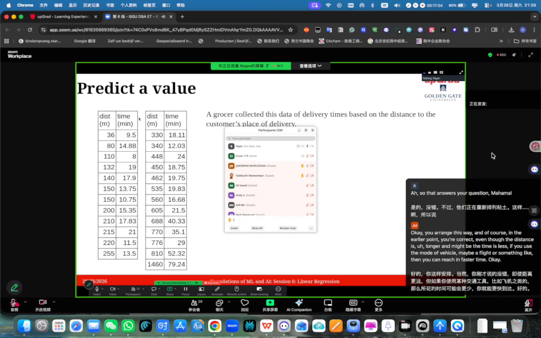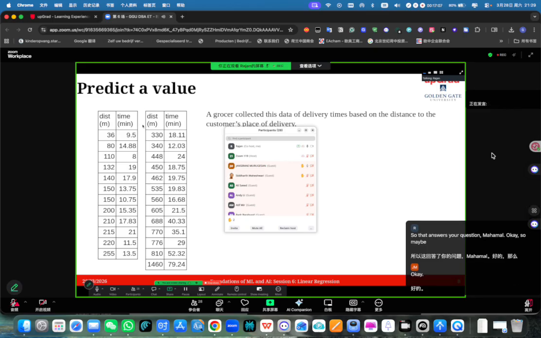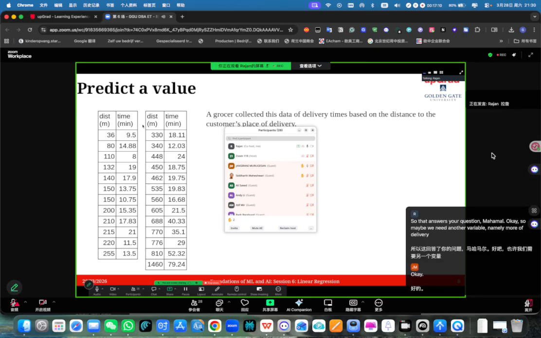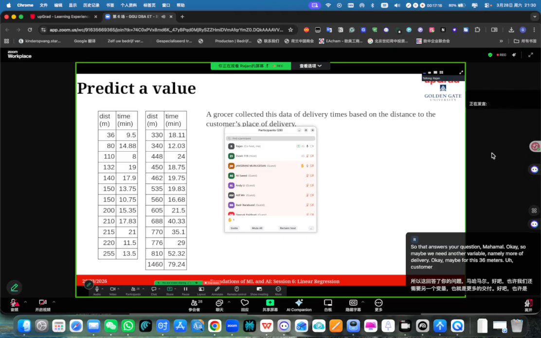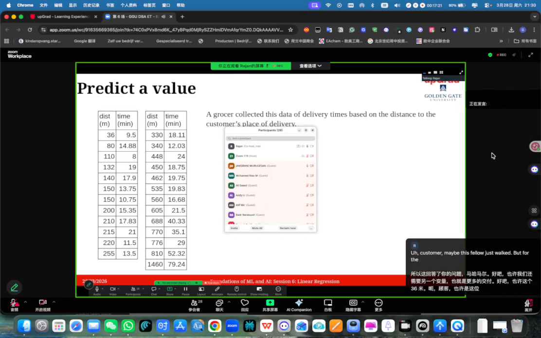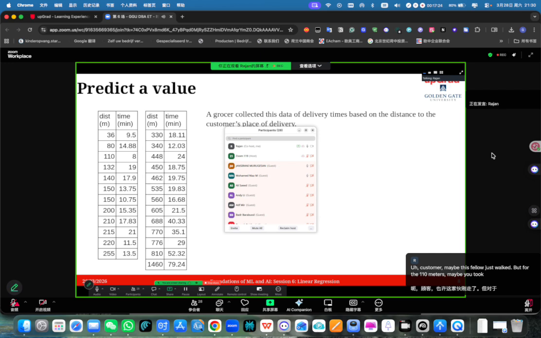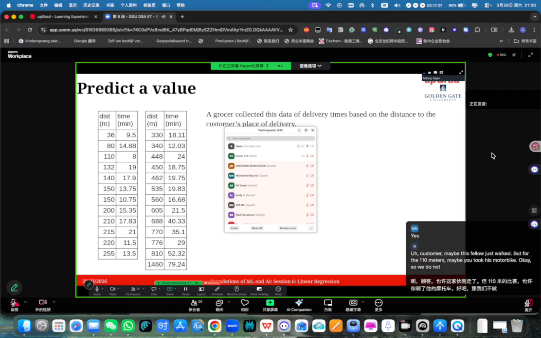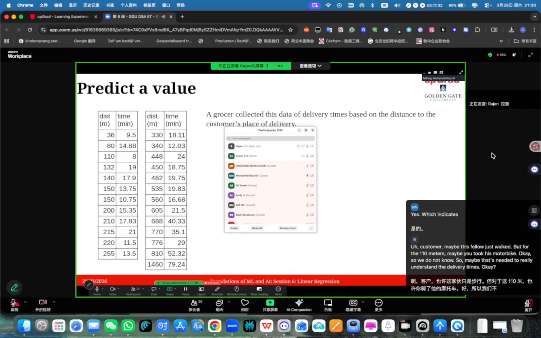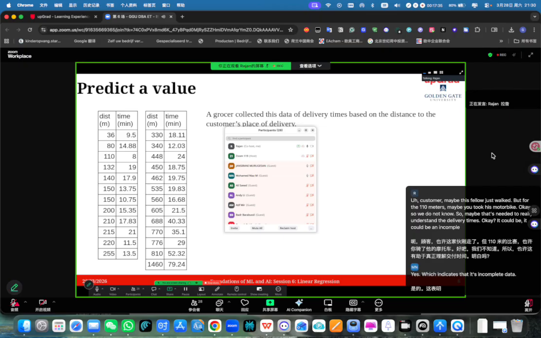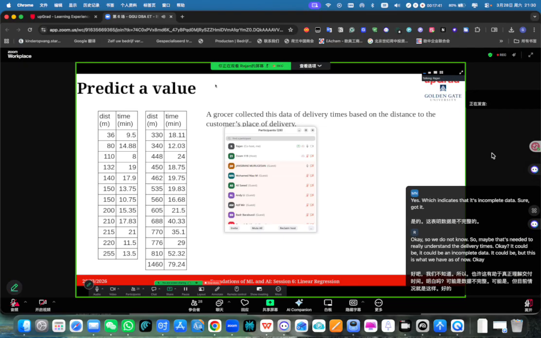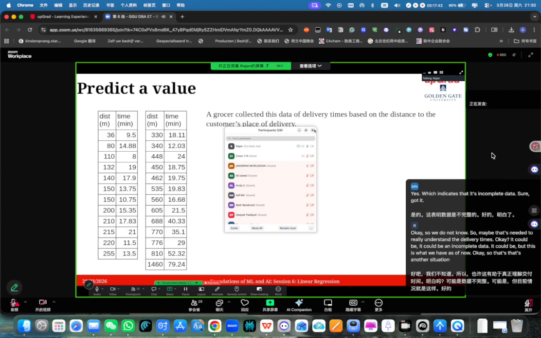So maybe we need another variable, namely mode of delivery. Maybe for this 36 meters customer, this fellow just walked, but for the one at 110 meters, maybe he took his motorbike. So we do not know. Maybe that's needed to really understand the delivery times, which indicates that it could be incomplete data. Yeah, it could be, but this is what we have as of now. Sure, got it. So that's another situation we probably will face in real data.